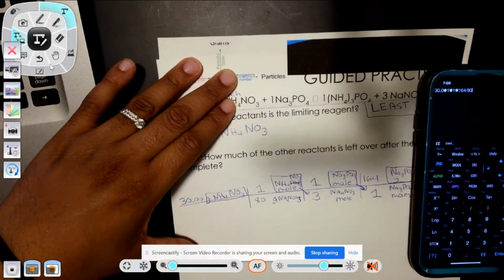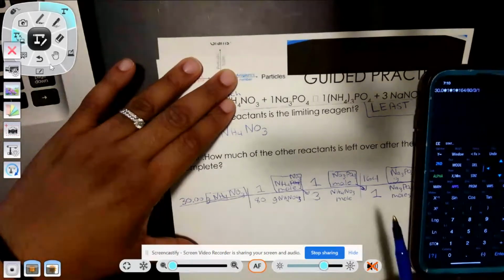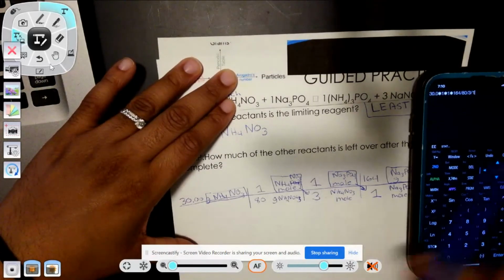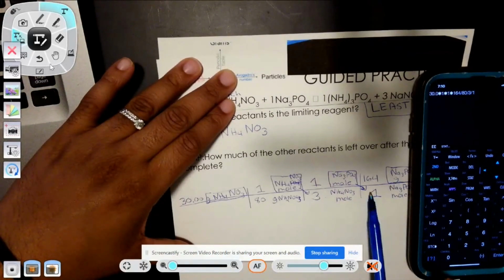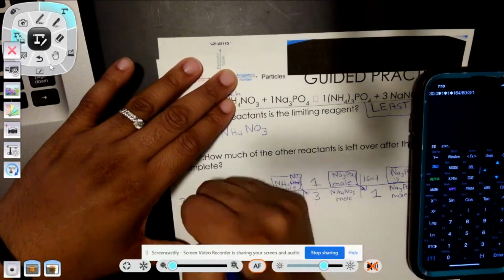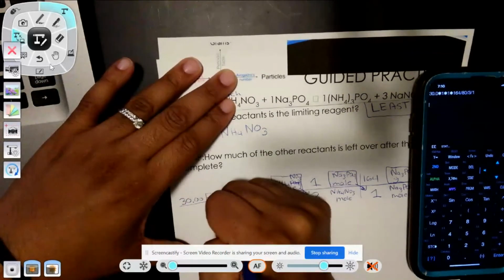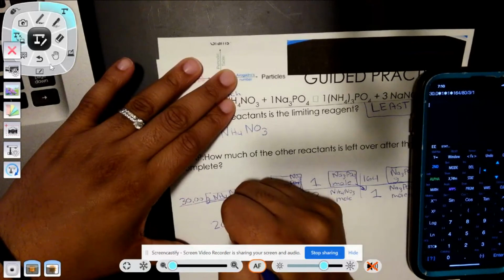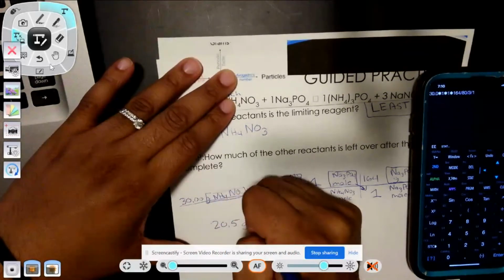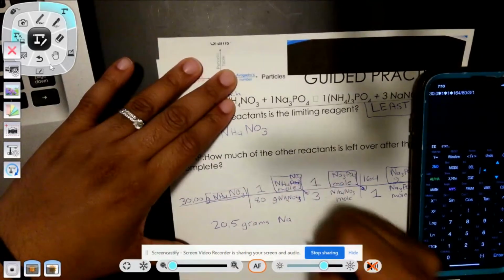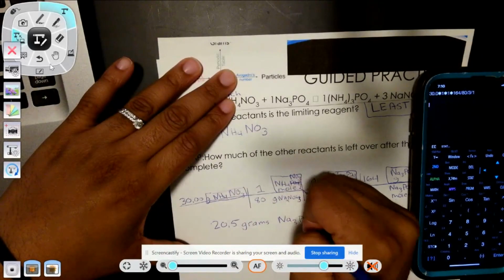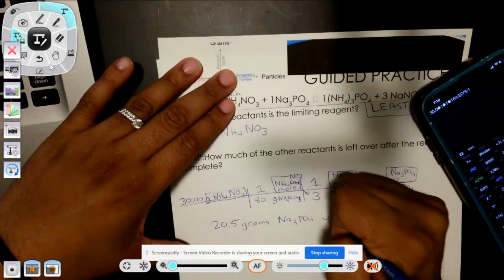Divided by 3 divided by 1. Okay, so you notice I multiply everything on the top and divide by everything on the bottom. Then I press enter, and we end up with 20.5 grams of sodium phosphate. And that is how much sodium phosphate was used.